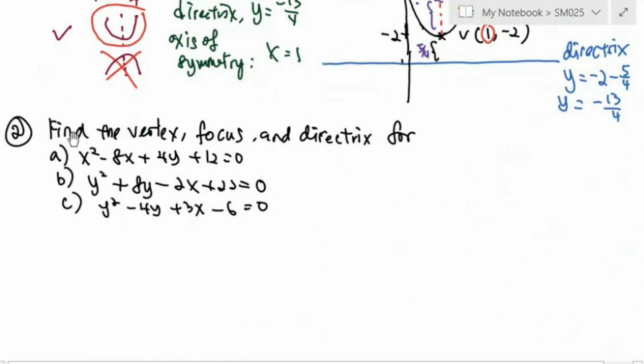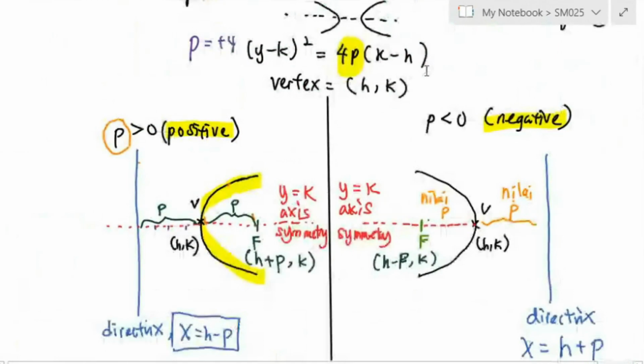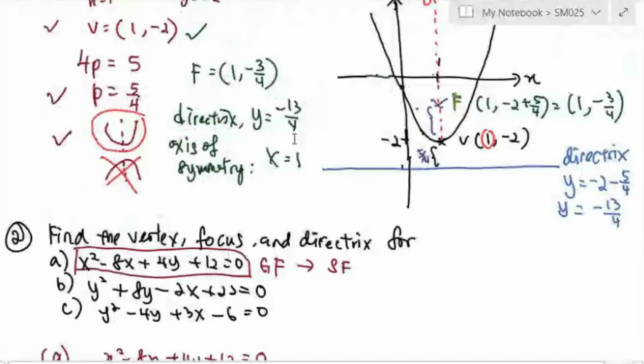Okay, so for these questions, they just ask us to find the vertex, the focal point, and the directrix. So this will be your general form, and in the bracket, all this will be our standard form. How can we change general form back to standard form? We need to do completing the square.